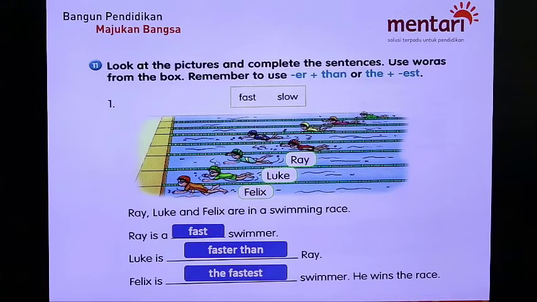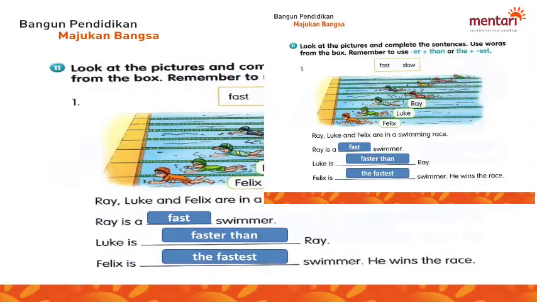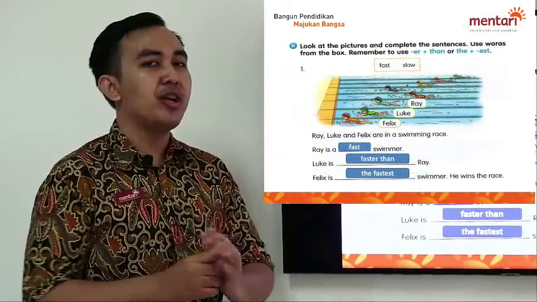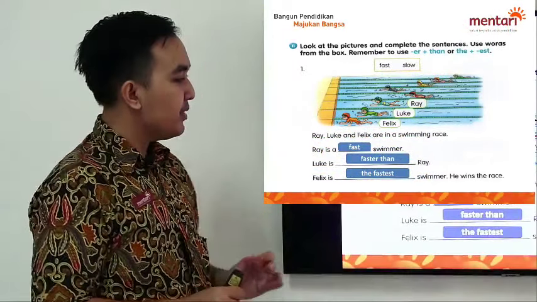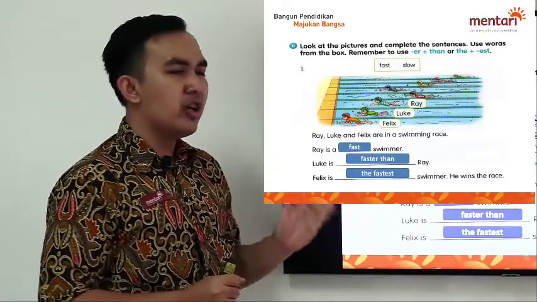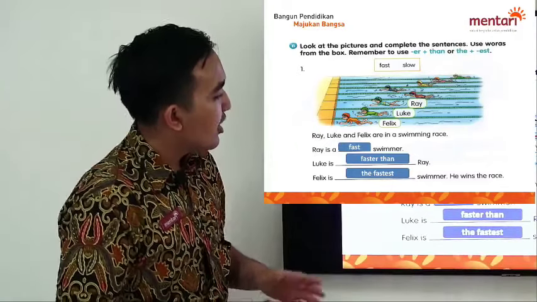In here we have Felix is the fastest swimmer and he wins the race. From here, you can take a look on the picture that Felix is the winner of the swimming competition. It means he is the fastest swimmer from all over the competitors. And take a look again. We still have Luke and Ray. Do you think in which part they are going to do?